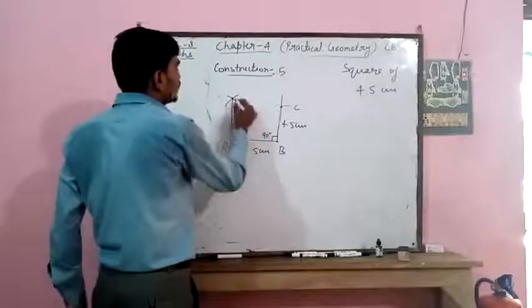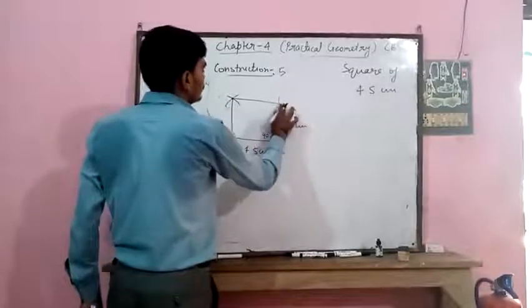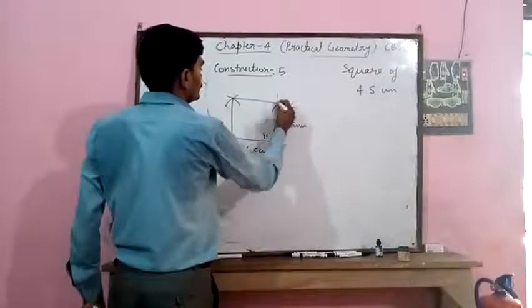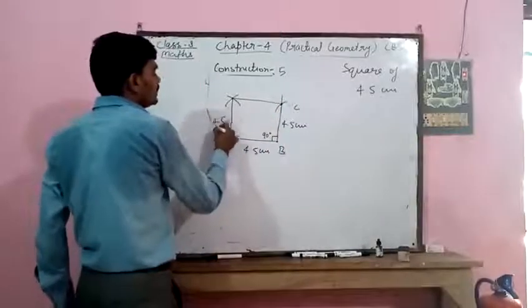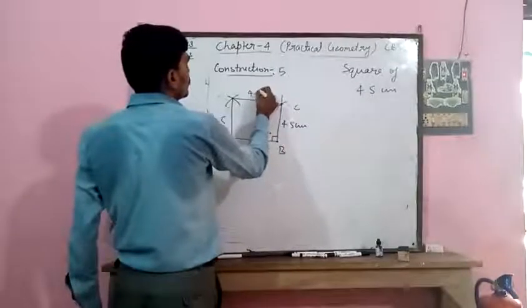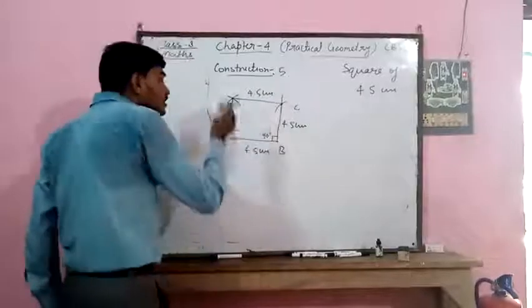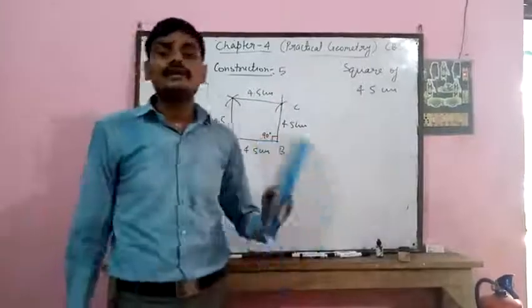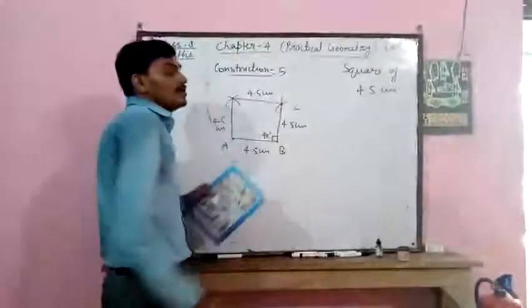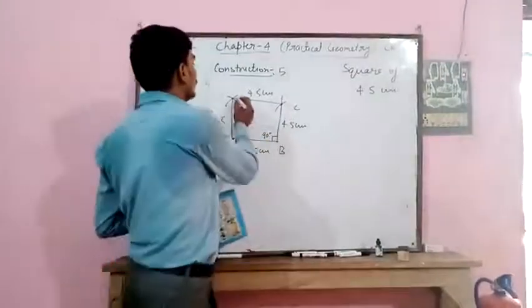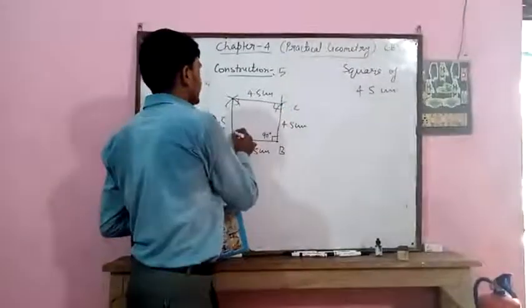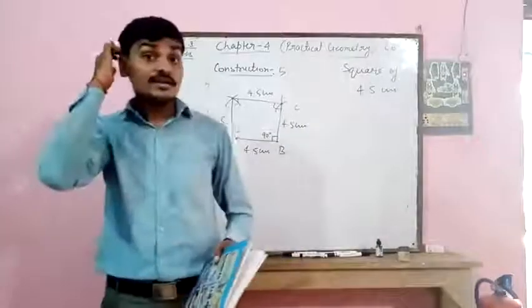Now join the A and C. This will be 4.5 centimeter and this will also be 4.5 centimeter. So this is your required square ABCD, where all the sides are equal and all the angles are 90 degree. So this is your construction 5.